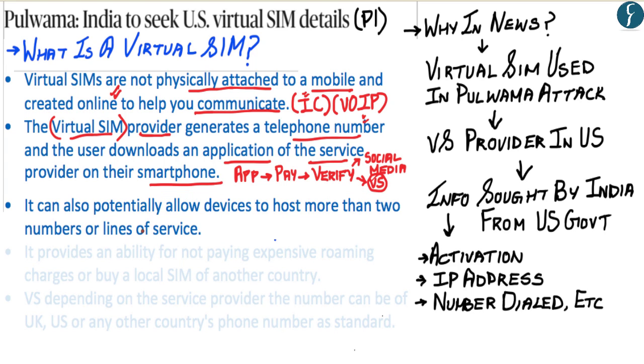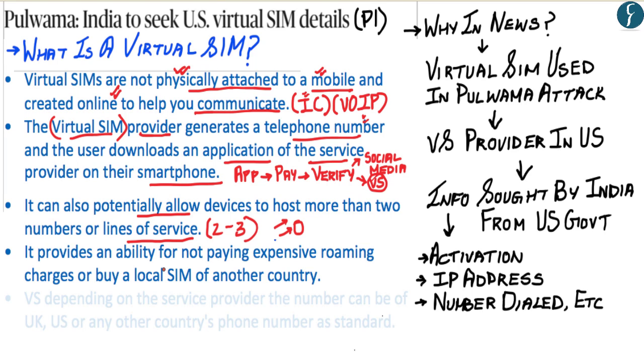Now, the third fact about virtual SIM that you need to remember is that it can potentially allow devices to host more than two numbers or lines of services. What is generally seen in current mobile phones is that they at maximum allow you to put in the smartphone 2 to 3 SIM cards. However, one of the potentials with virtual SIMs is that it can allow you to host more than two numbers or lines of services. Through virtual SIMs, you can host more than 4, 5 or any number of virtual SIMs that you need, and you would not be limited to the physically attached SIM cards which are provided with mobile phones.